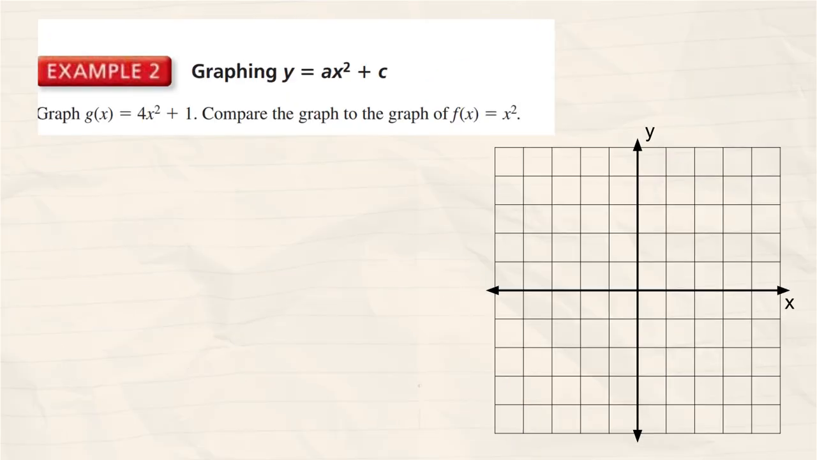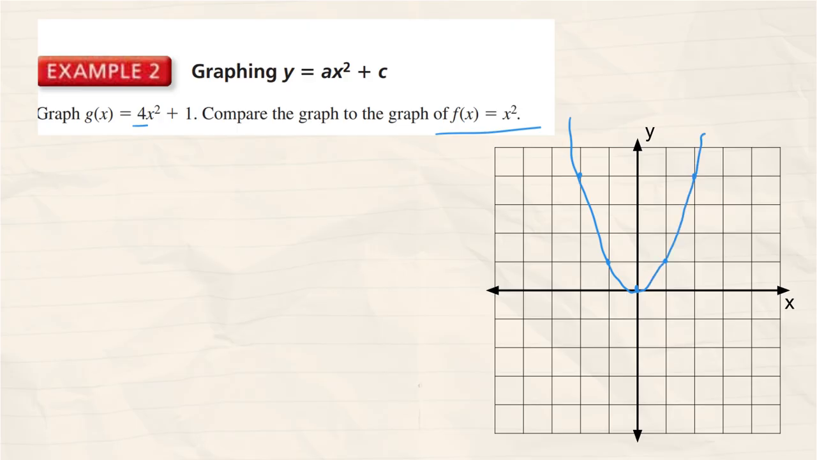Here we have the same thing, but we're going to have plus 1. Plus 1 means I'm going to shift 1 unit up, correct? And my a now is 4. That's greater than 1, so I'm going to have a vertical stretch. So first, let's graph our parent for the comparison. Same points: 0, 0, negative 1, 1, 1, 1, 2, 4, and negative 2, 4. Oops, I did not go through the line.